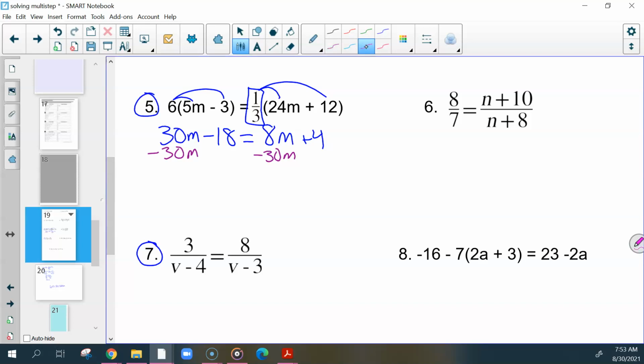So I'm going to do that, and because I move my variables to the right, I need to move my constants to the left. I'm going to do this at the same time. The 30s cancel. This leaves me with negative 22. This also leaves me with negative 22, but m and these cancel. And then I could divide both sides by negative 22.